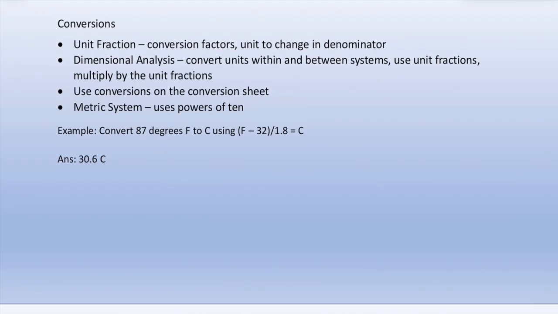Here, it's a conversion by a formula. So this is the formula you definitely want to have written on your paper. So I would definitely write this down. So to convert Fahrenheit to Celsius, we're going to take the Fahrenheit minus 32. We're going to divide that by 1.8, and that's going to give us the Celsius. So if we have 87 degrees Fahrenheit, the 87 has to go right there.